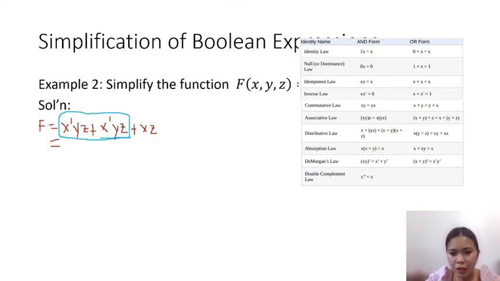We can actually use here the distributive law for this one. So we can combine here the similar variables. Which form is this? We can use here the OR form on the left-hand side. I circled it in blue. We can use this one.